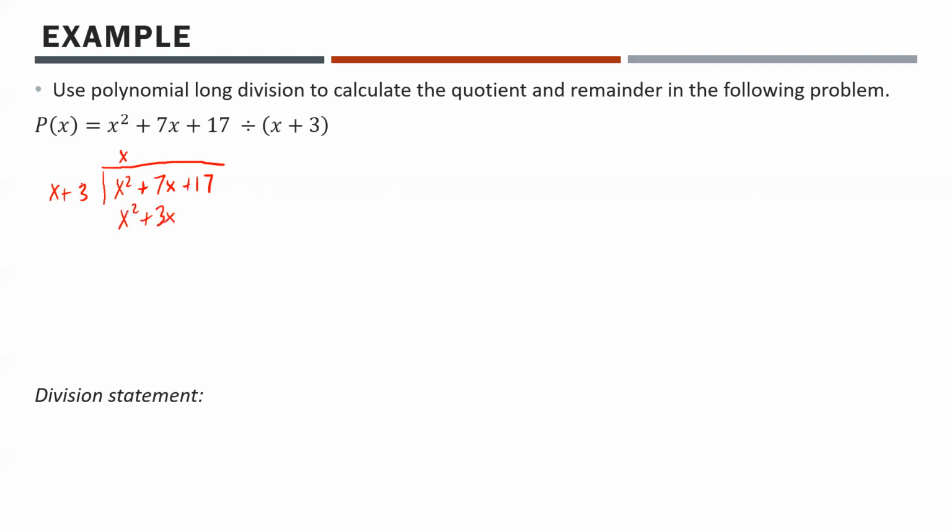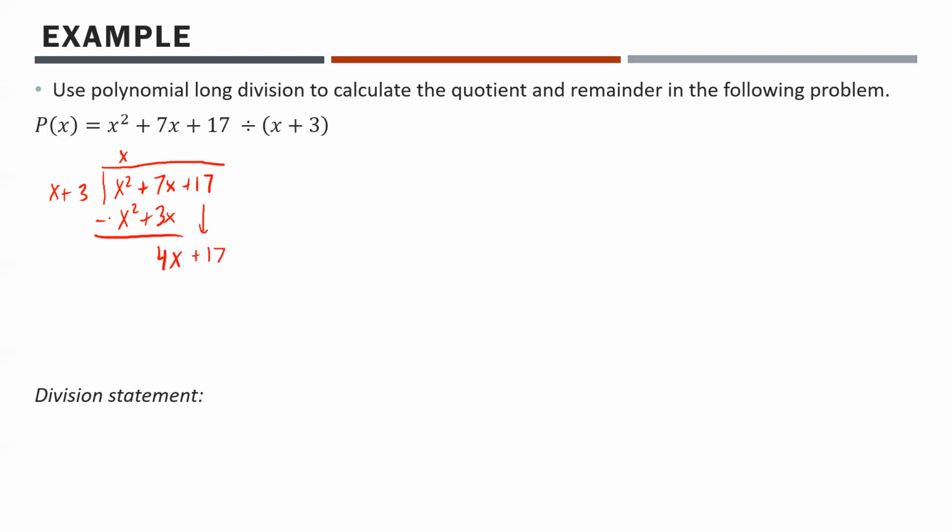So again, I just multiplied this by x because I really wanted to focus on getting rid of this x squared. Just like before, we have to subtract this. So subtract these away. X squared minus x squared is nothing. 7x minus 3x, well, that would be 4x. And then just for fun, let's drop down this plus 17.